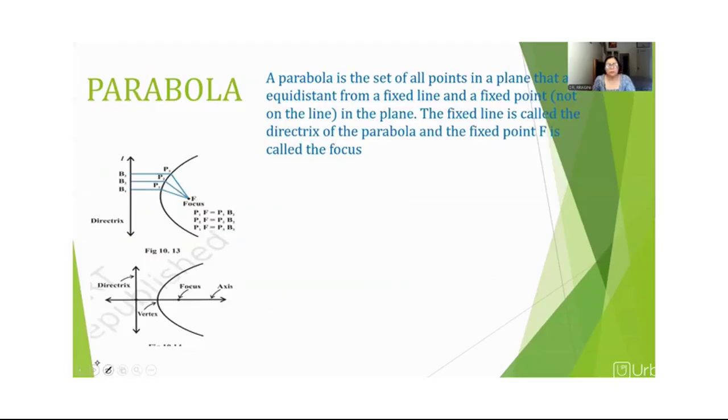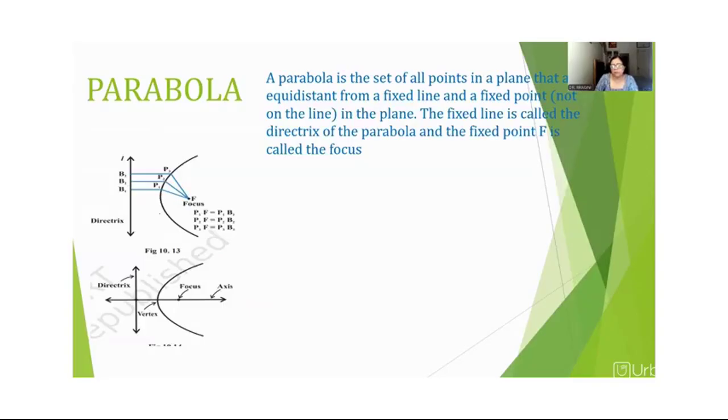Now let's come to the next conic section, which is the parabola. How do we define a parabola? If you try to understand, the basis of the equation is given in the definition itself. A parabola is the set of points in a plane that are equidistant from a fixed line and a fixed point, not on that line, in the plane.